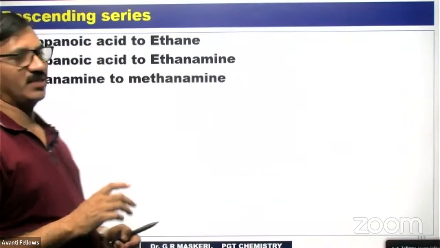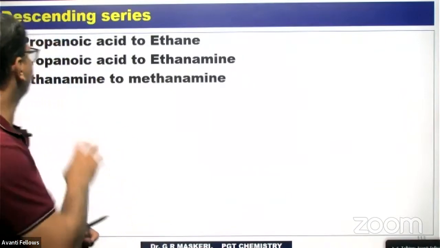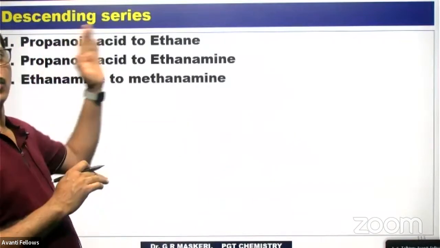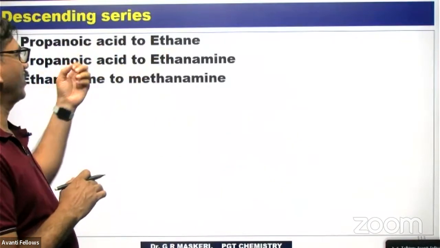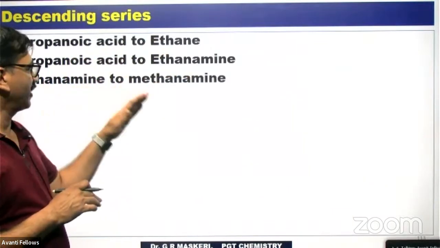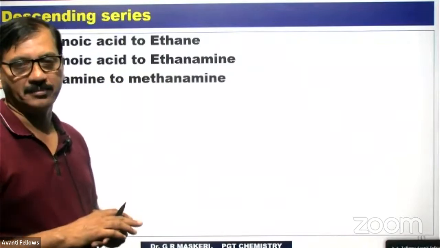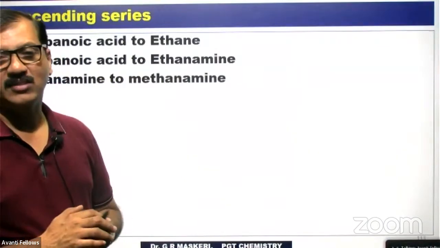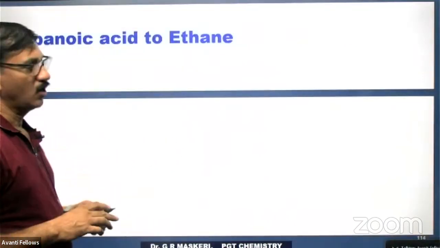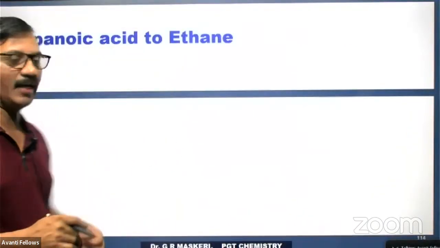Now, descending of series. In descending of series, propanoic acid into ethane, that is, 3 carbon atoms into 2 carbon atoms. Propanoic acid into ethanamine, a different class of compound. And ethanamine to methanamine also. These are all examples of descending of series. Let us take them one by one. Propanoic acid to ethane.